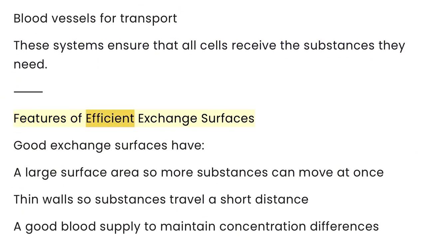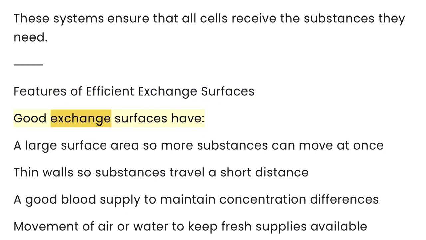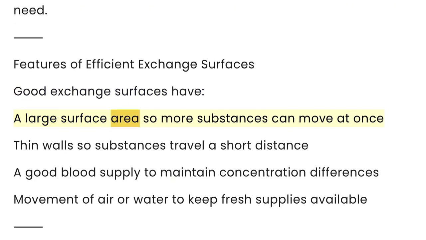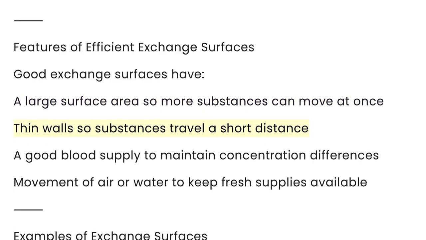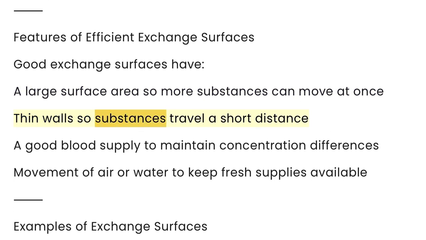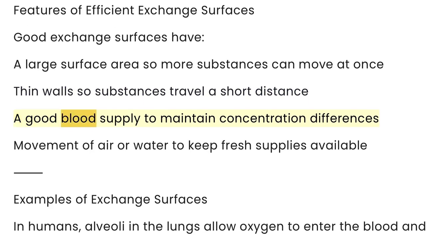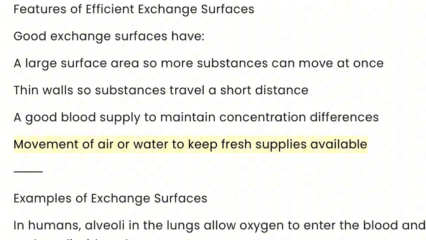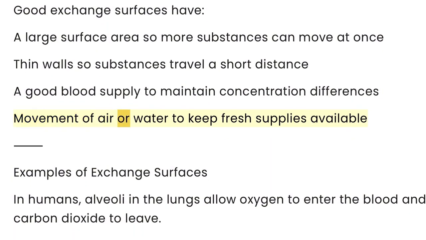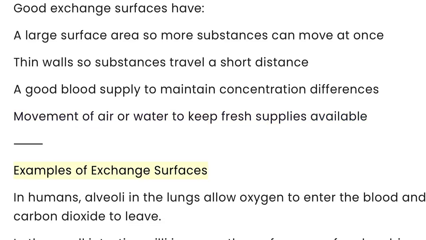Features of efficient exchange surfaces. Good exchange surfaces have a large surface area so more substances can move at once. Thin walls so substances travel a short distance. A good blood supply to maintain concentration differences. Movement of air or water to keep fresh supplies available.